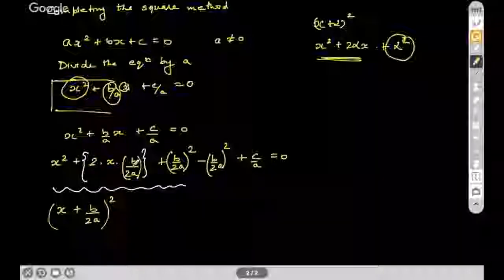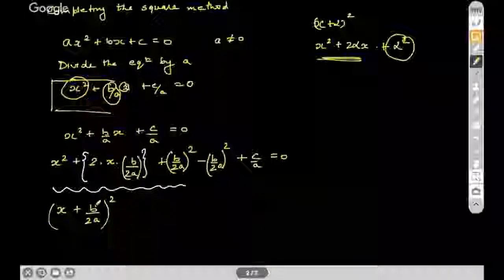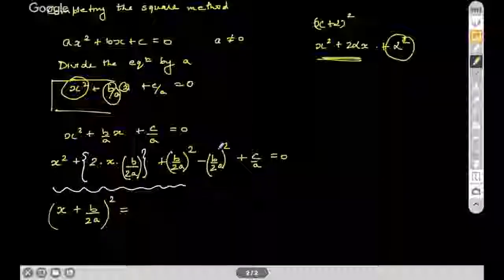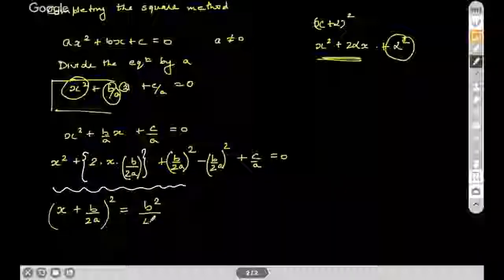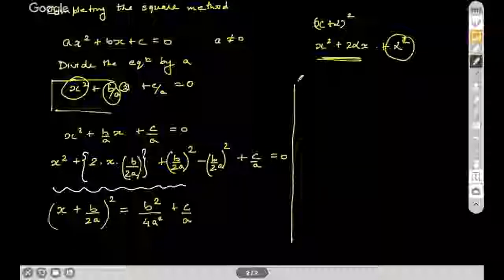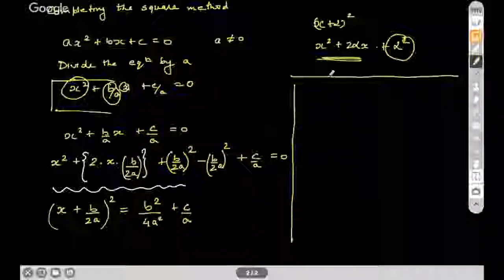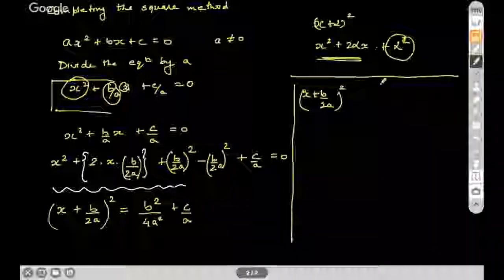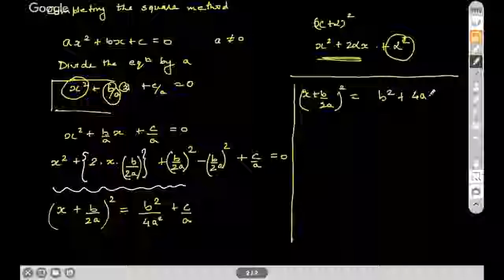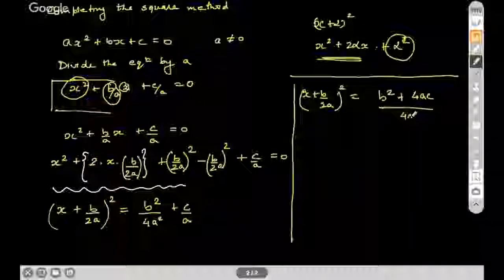x square plus 2x times b by 2a plus b by 2a whole square can be expressed as x plus b upon 2a whole square, and this is equal to, I can take all these extra terms to the right hand side, b square by 4a square minus c upon a, isn't it? I am writing it here so that I don't lose the continuity. Now from here, x plus b upon 2a whole square is equal to b square minus, if you take the LCM and simplify it, 4ac by 4a square.